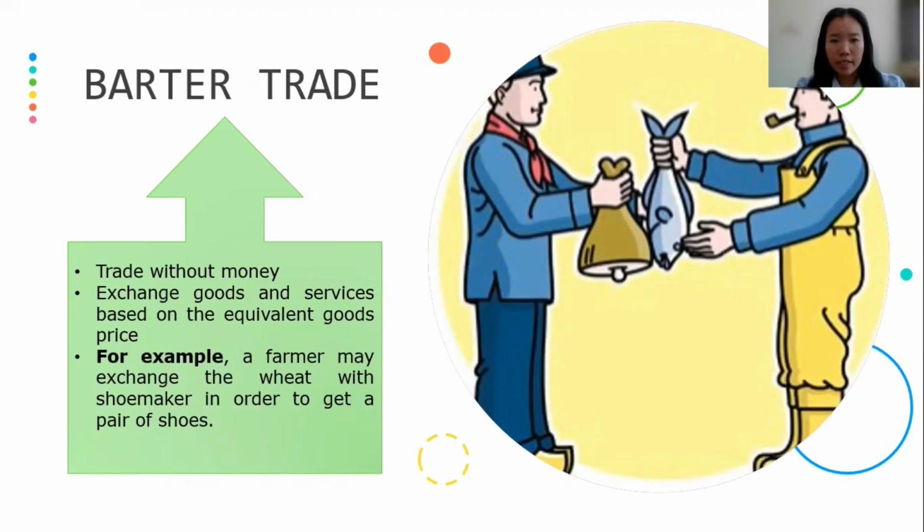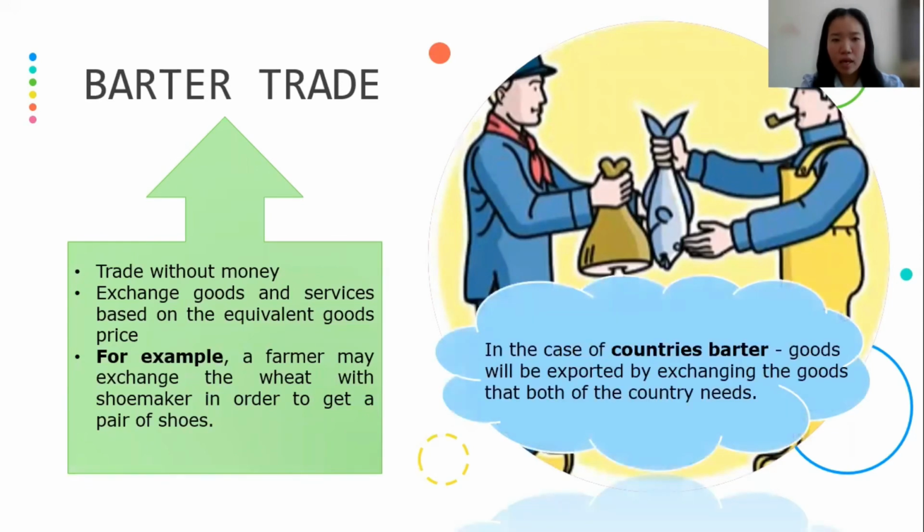Barter trade involves the process of trading goods and services between two or more parties without using any money. Individuals exchange goods and services according to the equivalent or same prices of goods. For example, a farmer uses a row of bushes to exchange for a pair of shoes from the shoemaker. Other than individual barter, there is also country barter. In the case of country barter, goods will be exported by exchanging the goods that both countries need.